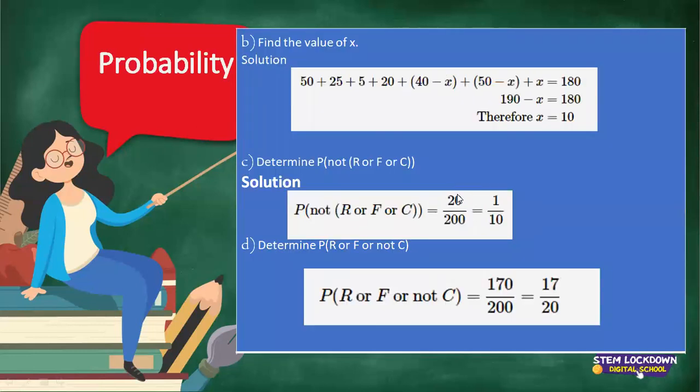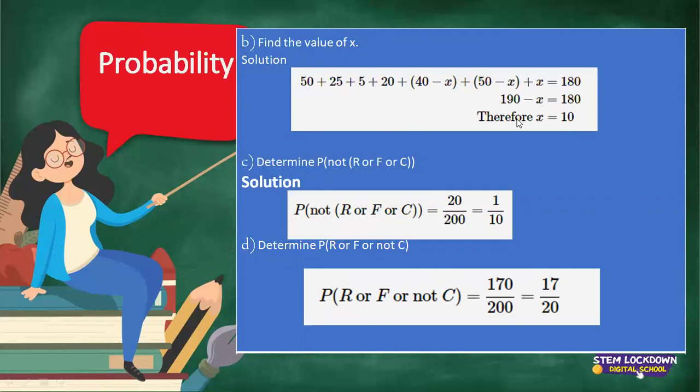So now add all these three circles together, get 180, and let's try to solve for x. So add all your like terms together. This x cancels out this x. We are left with a negative x. 50 plus 25 is 75, plus 5 is 80, 100, 140, 190. So 190 minus x equals 180.